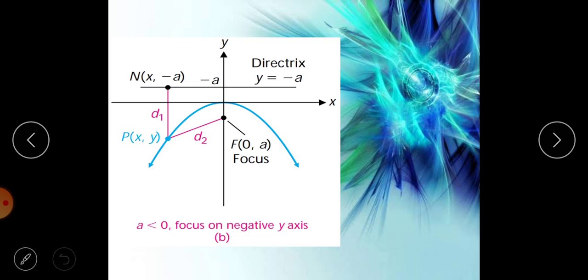So as you can see, when a is greater than 0, the focus is on the negative y-axis. So this is the focus. As you can see, it lies on the negative y-axis.